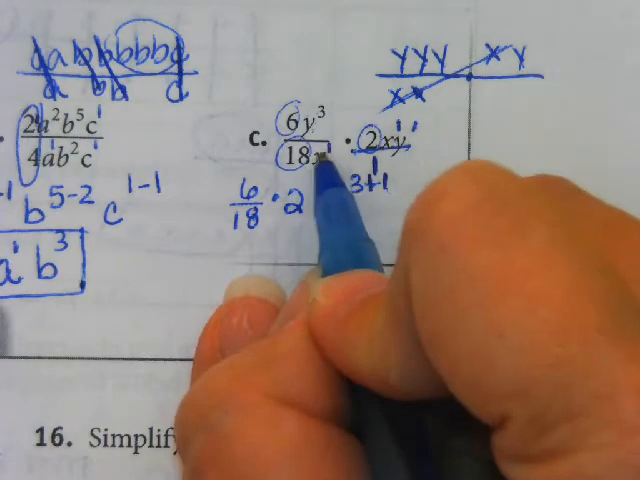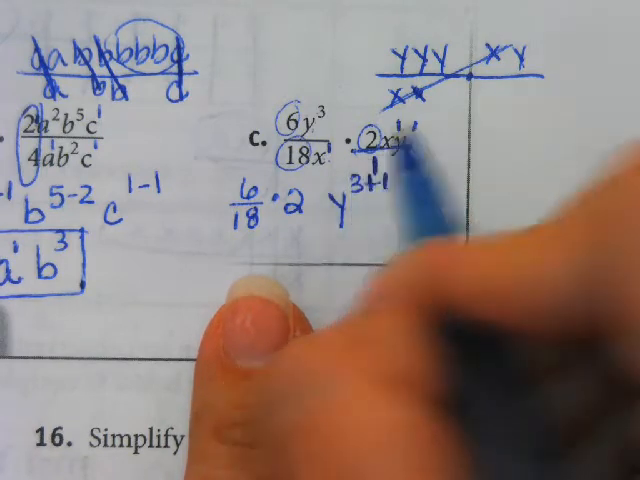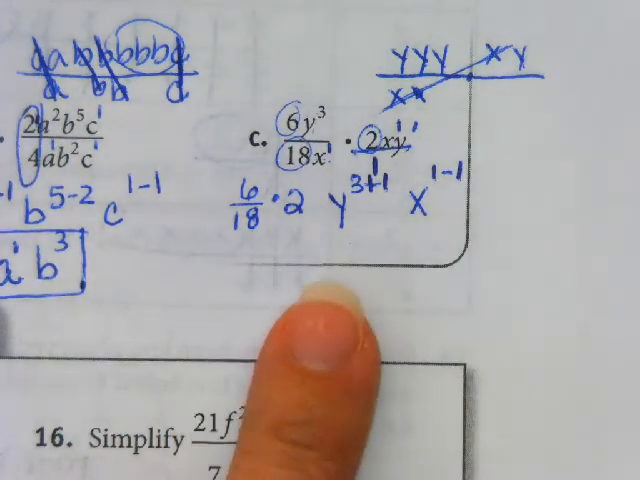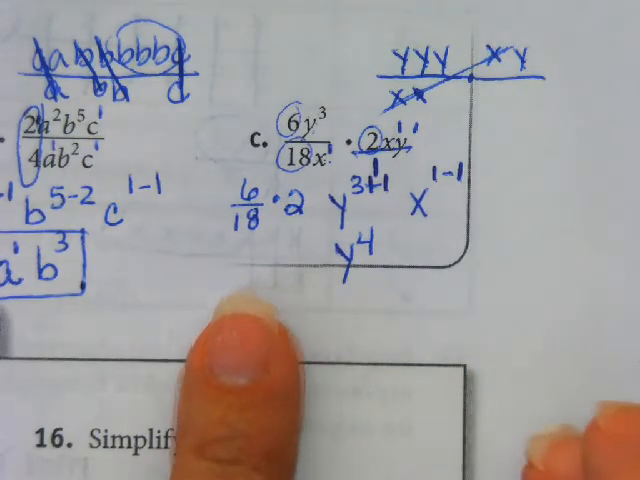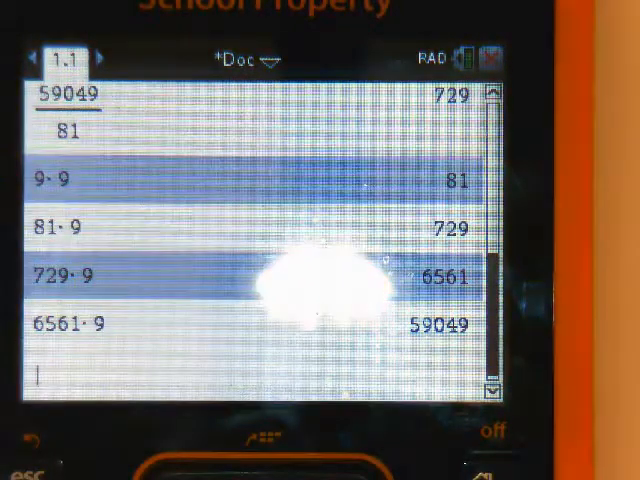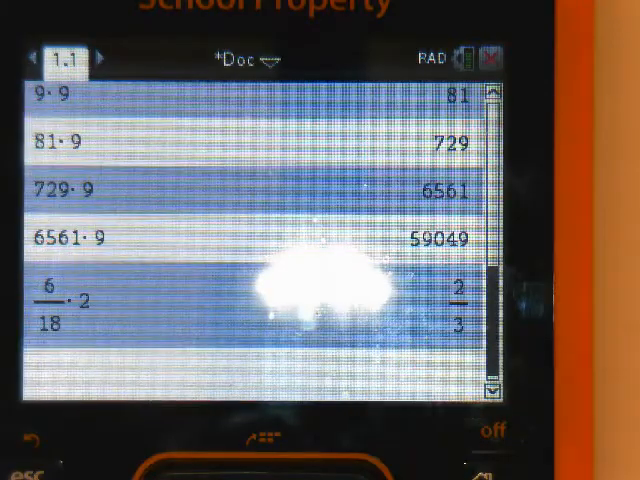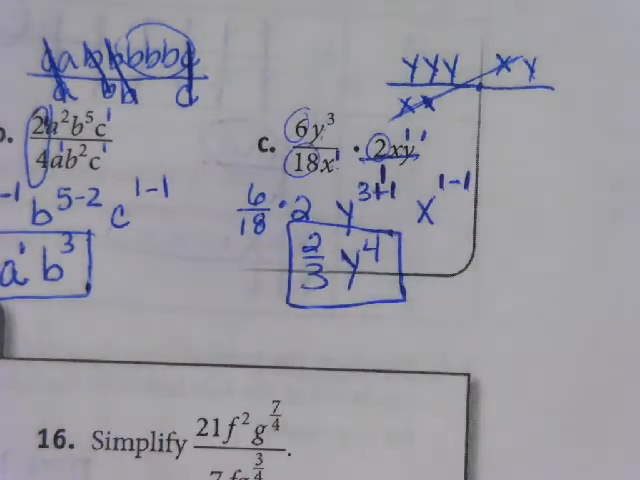Now this is in the numerator and this is in the denominator. What are we going to do with those? Because that's technically dividing. What is the rule when we divide? We're going to subtract. So let's see what happens. We said we have 4 y's. Our x's go away, right? 1 minus 1 is 0. Use your calculator here. What is 6 over 18 times 2? Michael got 2/3. Yes, great job, sir. So we get 2 over 3 y to the 4th. Okay, so this is a little bit of that combining I was telling you about at the beginning.